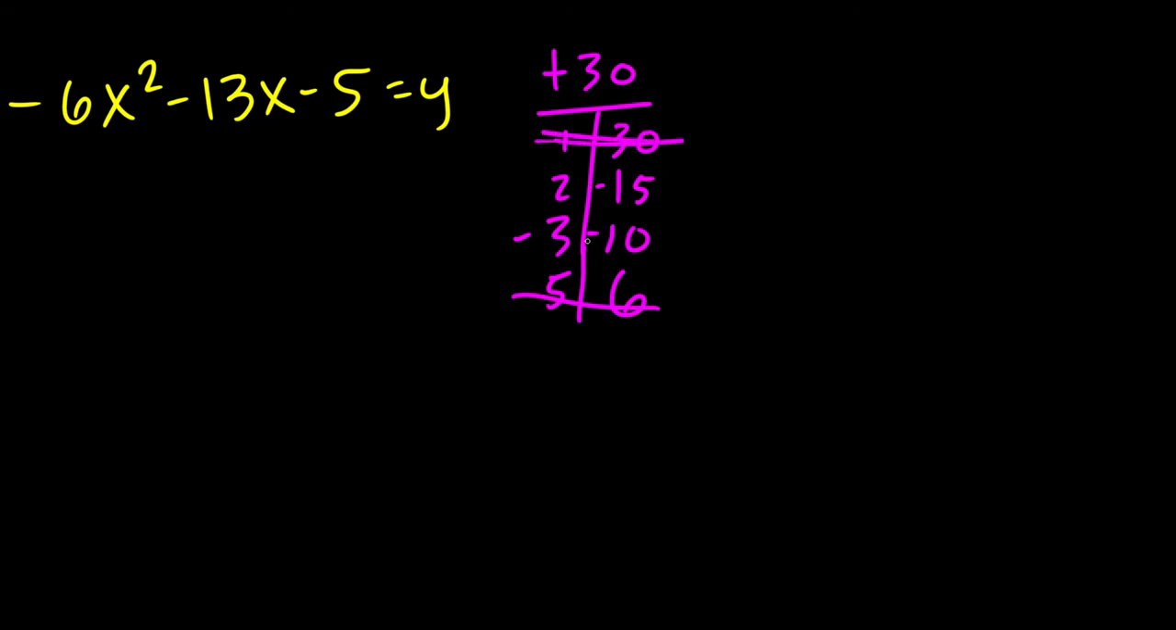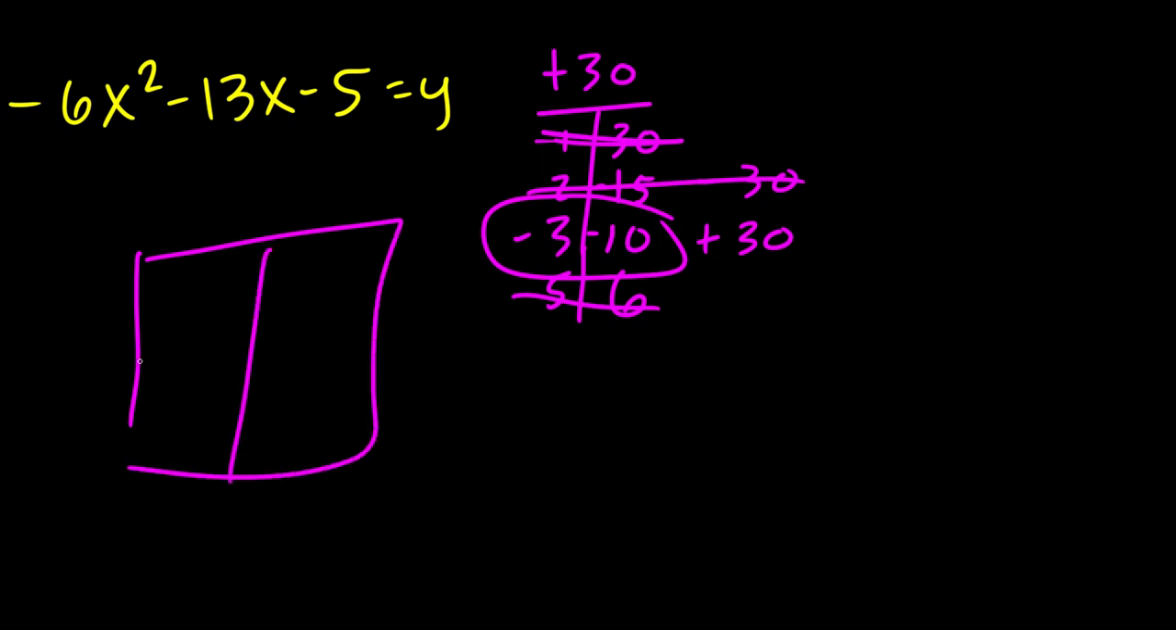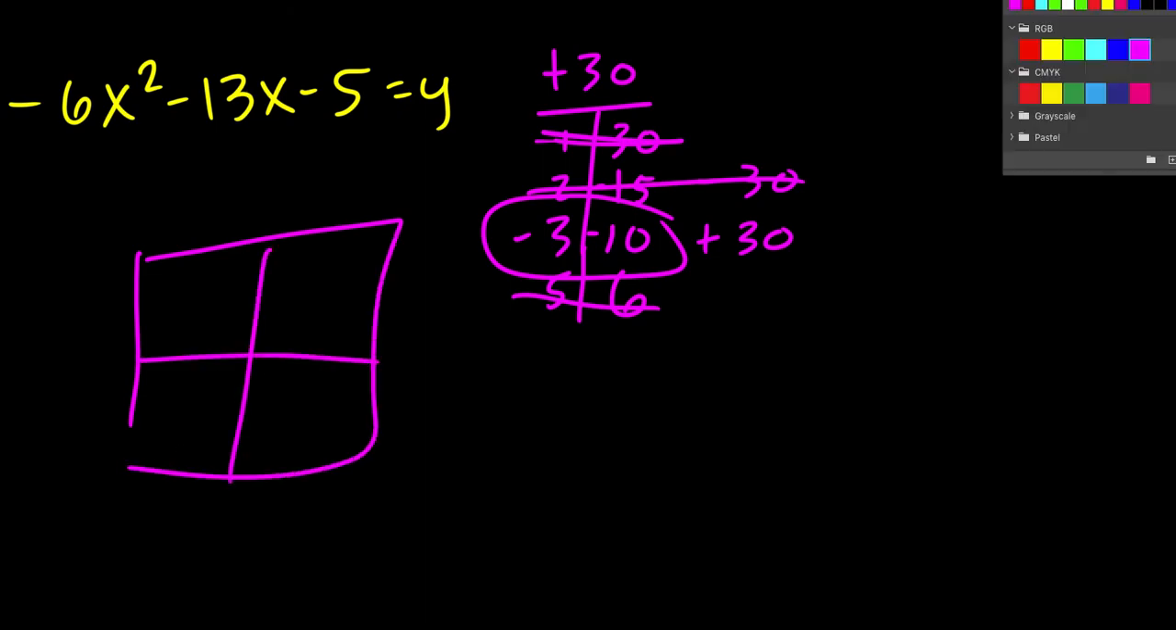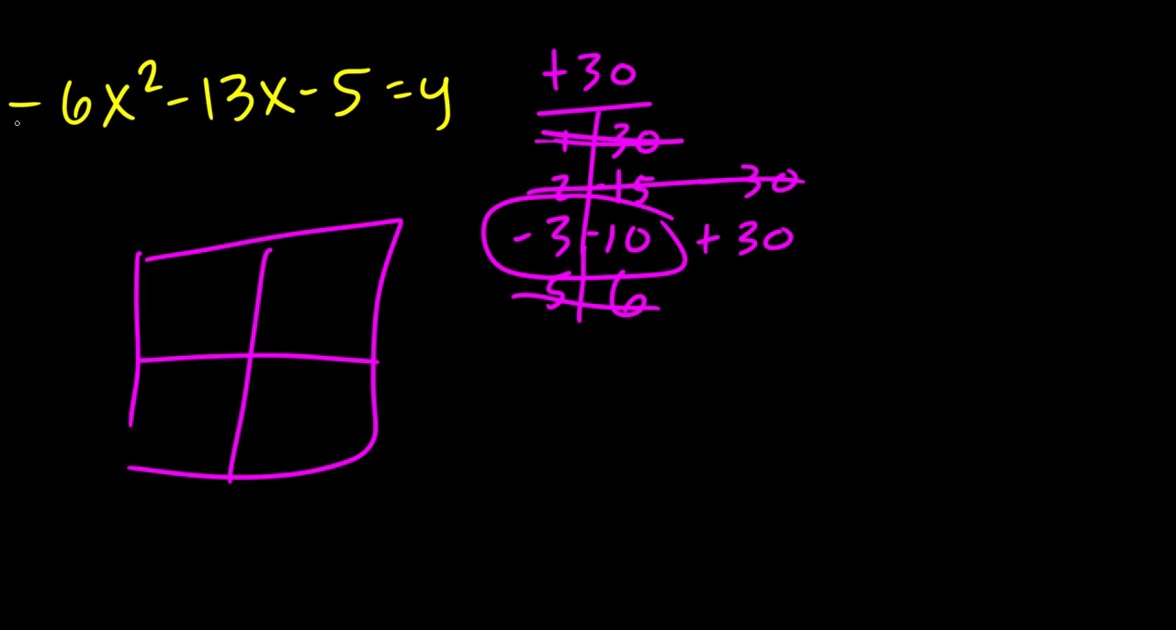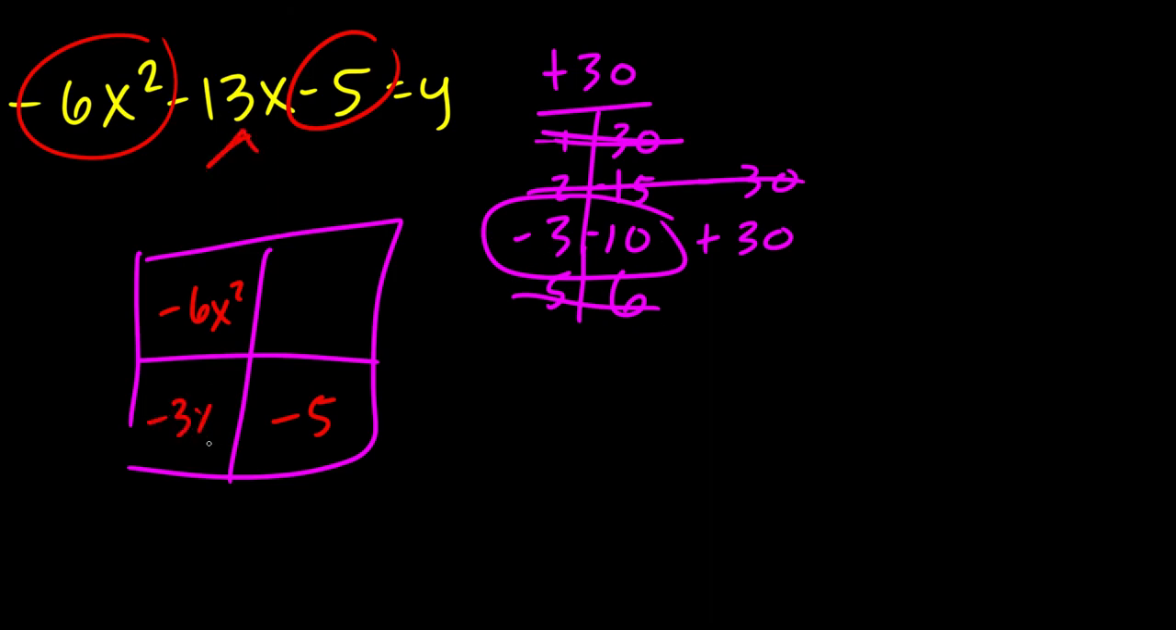And so this is where we have to test it. -3 times -10 is positive 30. But this times this would be -30, and so that doesn't work. So these are the ones we want. Draw our box. Okay, we take our first term, our last term. We're splitting this into 2 based on this. -3x, -10x, and then we factor out the top.